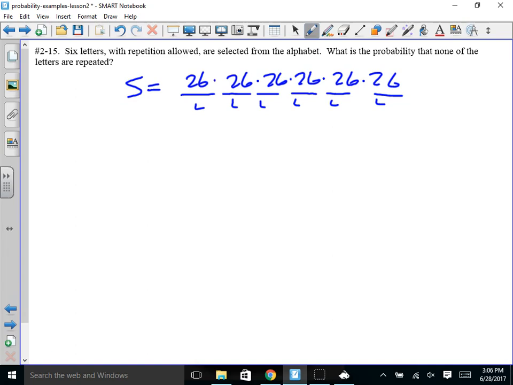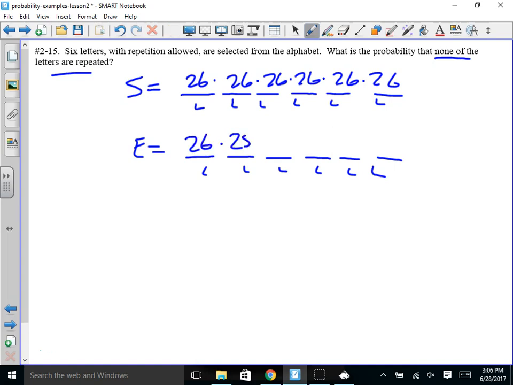And then the event space would be, we have to do that same selection, 1, 2, 3, 4, 5, 6 letters, except this time none of the letters can be repeated because we're finding the probability that none are repeated. And so all 26 letters could be chosen at first, but then we can't select the first one again, so there's only 25 letters left, 24, 23, 22, 21. So we could try plugging that all in a calculator and doing that.